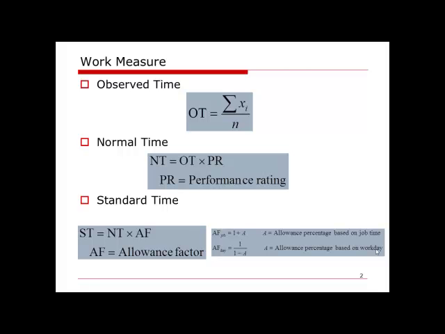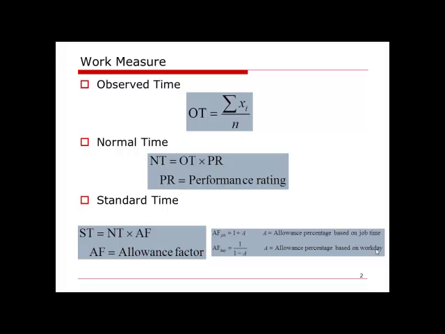And from the observed time, we need to consider the performance rating, which considers the difference between people's normal working time and the observed time. So by adjusting the observed time, we can get the normal time. After we get the normal time, we use the allowance factor to introduce different allowances, including the personal allowance, job allowance, etc.